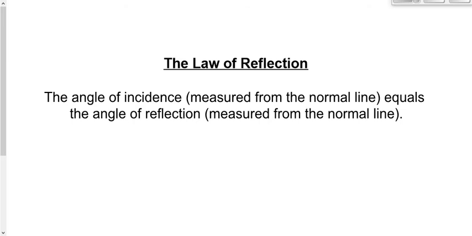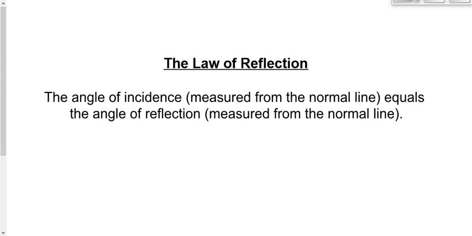There is a very simple law that we already know at some level that describes the interaction when light or any wave strikes a boundary. And that law is called the law of reflection. It says the angle of incidence as measured from the normal line is equal to the angle of reflection as measured from the normal line. Just like we have to measure the angle of incidence and the angle of refraction from the normal line, we measure the angle of incidence and angle of reflection from the normal line as well.